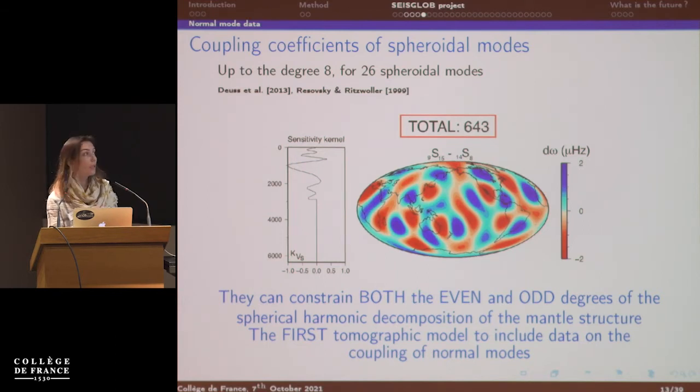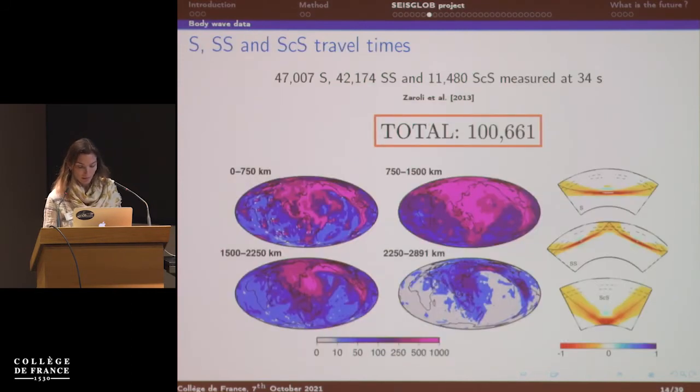You actually do the same job, but now you are measuring the coupling between two modes, and you can also build a splitting function. There are far fewer measurements. However, they are important because they can constrain both even and odd degrees. And finally, we combine that with body wave travel times, measured actually by Christophe, which include S, SS, and ScS waves. You have here an idea of the coverage we have from the surface to the CMB, and of the sensitivity we have with this data.